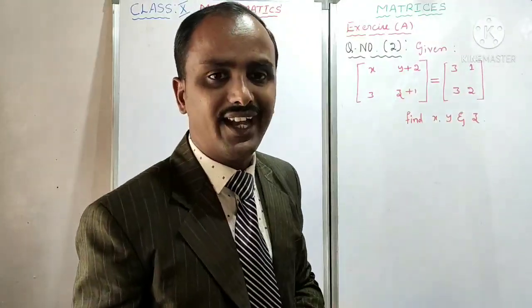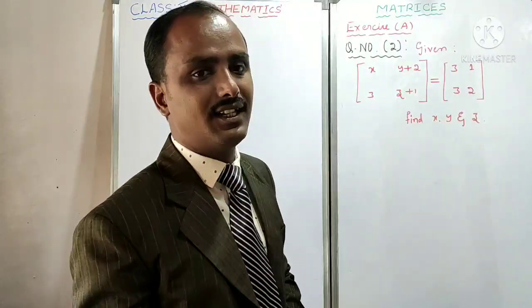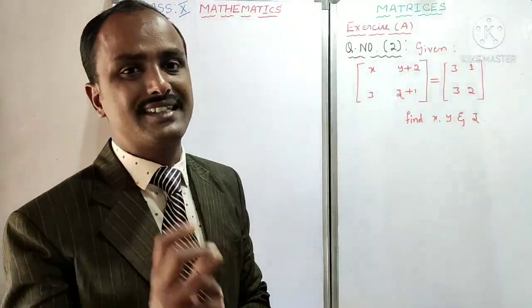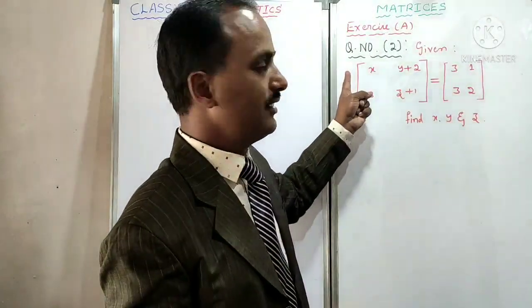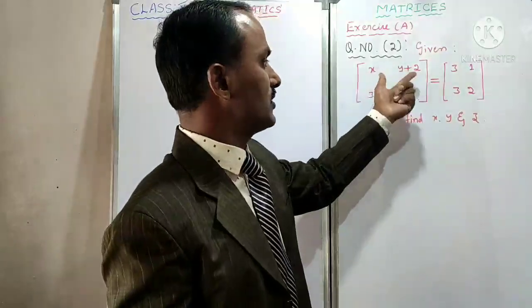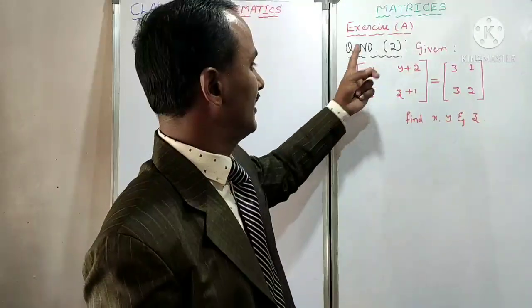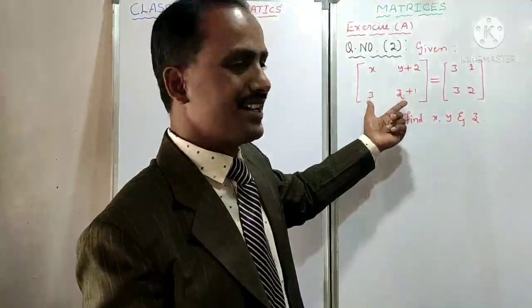You already understand the meaning of equal matrices. In which condition do two matrices become equal? The order of the given two matrices must be the same. Observe here. Given this matrix, how many rows are there? First row, in the first row two elements are there. Second row. So two rows. How many columns? 1, 2. So 2 by 2. This order is 2 by 2.